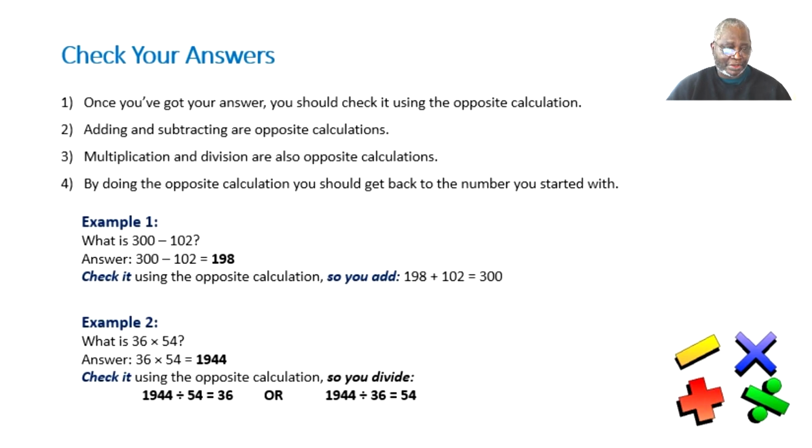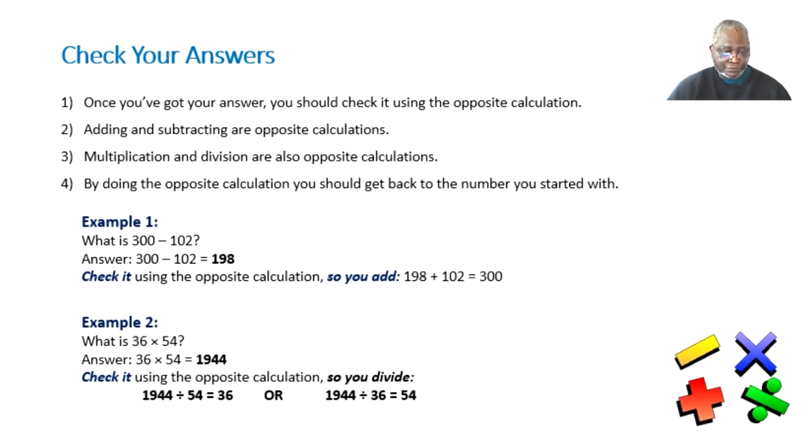There are 2 examples here. Example 1, what is 300 minus 120? Your answer, 198. Check. Use the opposite calculation. In this case, you subtracted, so you have to add. Take the answer, 198, add 102, and your answer should be 300. If it's not, then it's wrong.